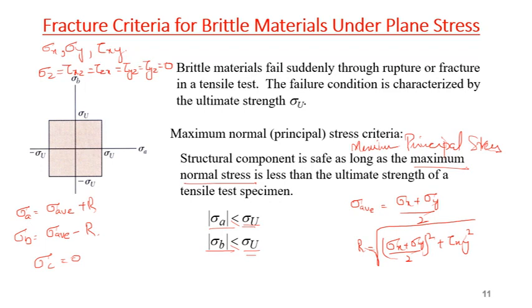So if I want to represent graphically for the plane stress case, we have sigma A, sigma B. Inside this region, my design will be safe. This is the criteria for the brittle material. Now what happens if you have a ductile material?